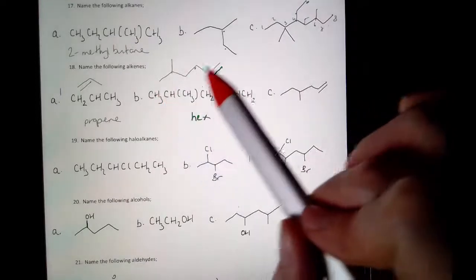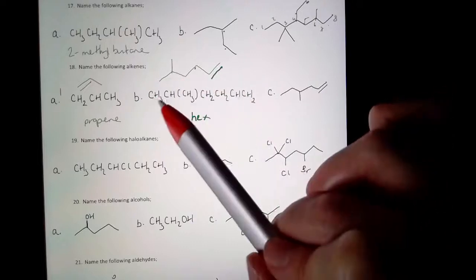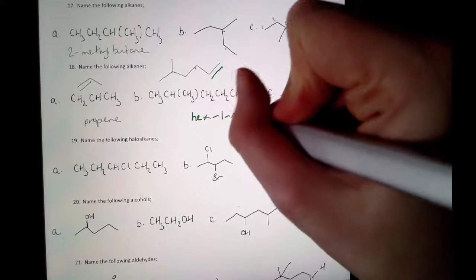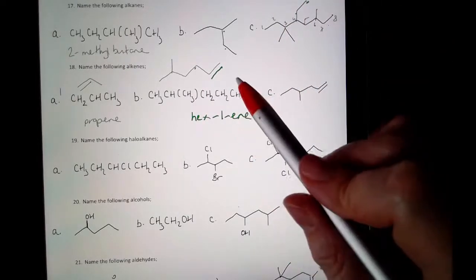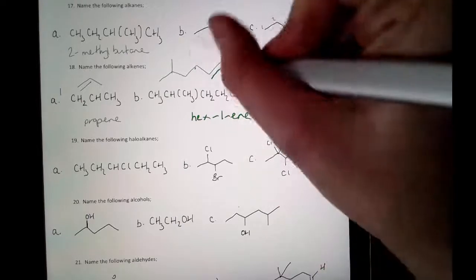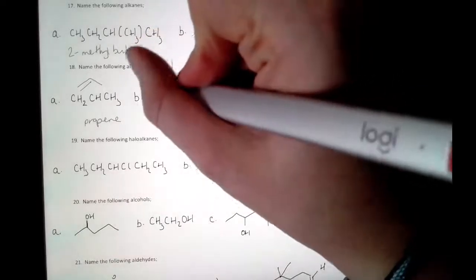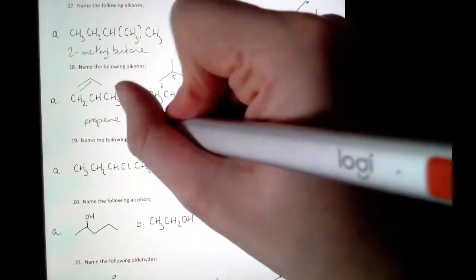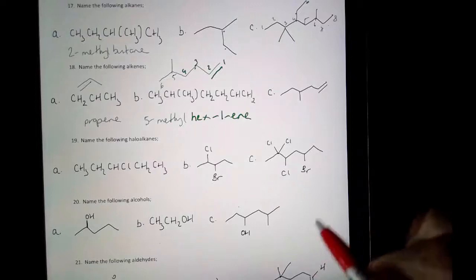And if I go from left to right, my double bond is starting on carbon 5. But if I go from right to left, my double bond is starting on carbon 1. So I'm going to go right to left. It's going to make it hex-1-ene. I do need to put the 1 in this time. It's always the carbon that the double bond starts on. So it's hex-1-ene. This would be carbon 1, 2, 3, 4, 5, and 6, and you can see on carbon 5 you've got a methyl group, so it's going to be 5-methylhex-1-ene.